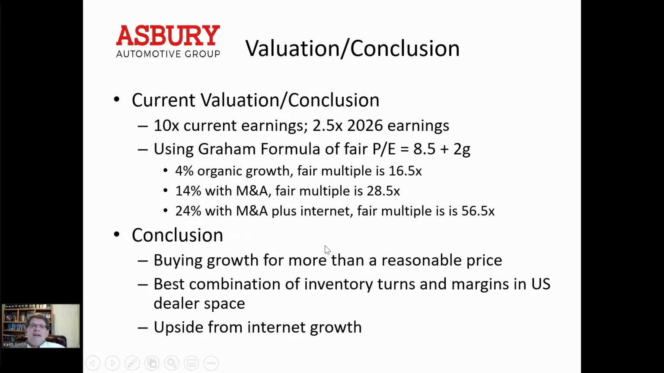So you can see with these multiples, using a standard fair value type of calculation, you're getting a wide range of what this thing could be worth. And what you're really doing is buying growth at more than a reasonable price, and getting a combination of inventory turns and margins. This is the best combination that I can see of inventory turns and margins in the U.S. dealer space, and you get upside from net growth from that perspective.